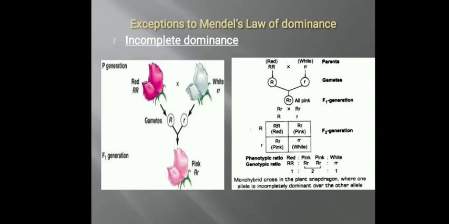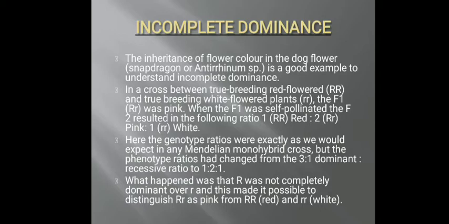Incomplete dominance can be seen in the snapdragon flower, which is also known as the dog flower. If you cross a plant with red flower with a plant with white flower, in F1 generation a pink flower is obtained, and in F2 red, pink and white flowers are obtained in the ratio 1:2:1. Here we can see the capital R gene, the dominant, is not completely dominant, so that red is not expressed in F1. A pink color is expressed in F1.